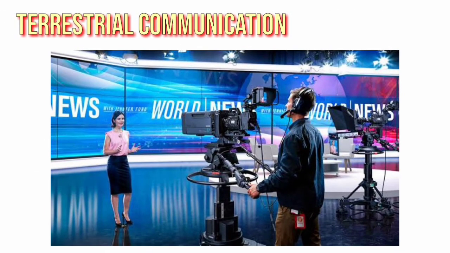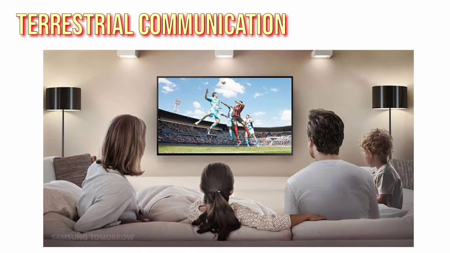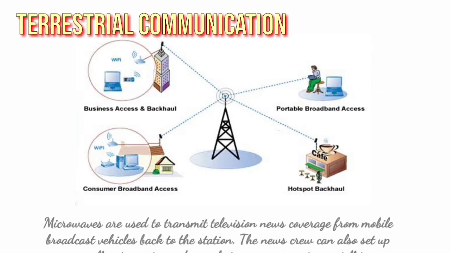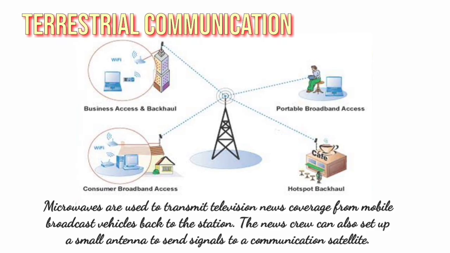Do you notice that a lot of people now resort to cable TV for news, entertainment, and educational programs? Cable TV is now used because of its wide range of channels and clearer sound and picture. How does this work? Microwaves are used to transmit television news coverage from mobile broadcast vehicles back to the station. The news crew can also set up a small antenna to send signals to a communication satellite. This is how news are broadcasted and watched live around the world.